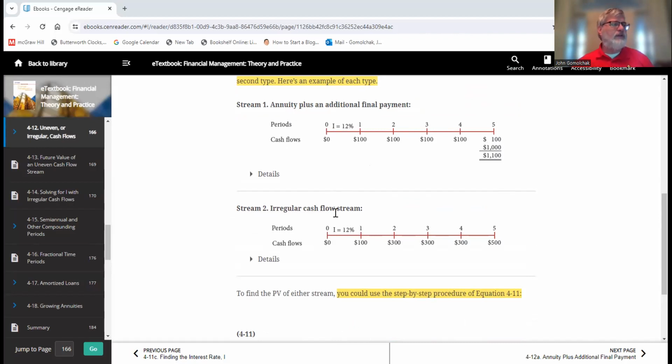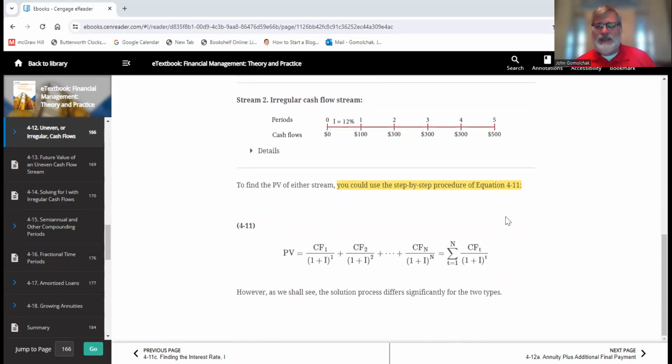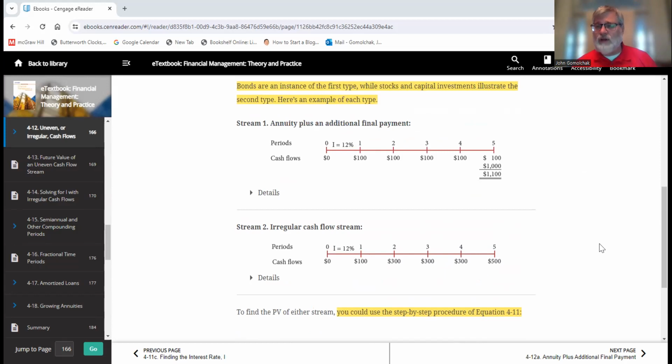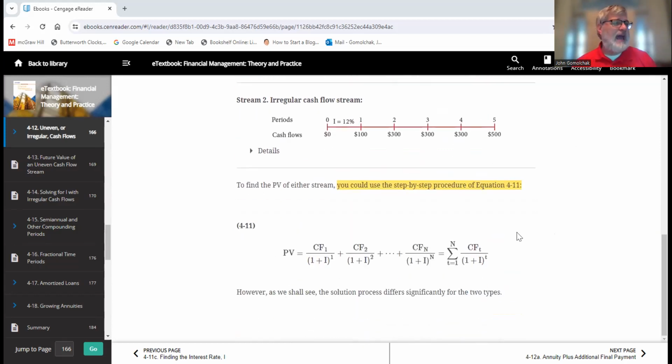Okay. Irregular cash flows. This is a business decision. Let's say we have an interest rate of 12% again. You start with 0 at period 0, then we end up with 100 at period 1, then 300, then 300, then 300, then 500. So then what we can do is calculate the value of these cash flows and compare that to what our investment would need to be to make that happen.